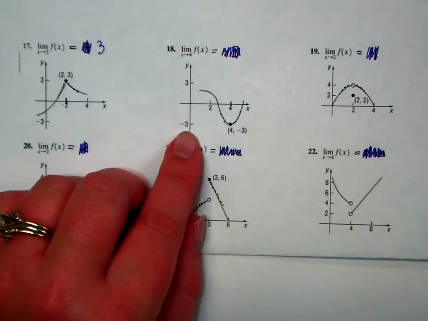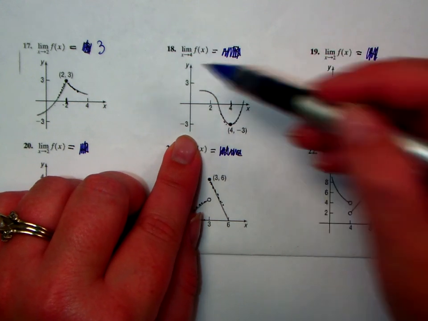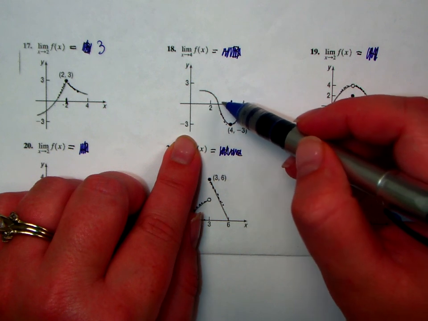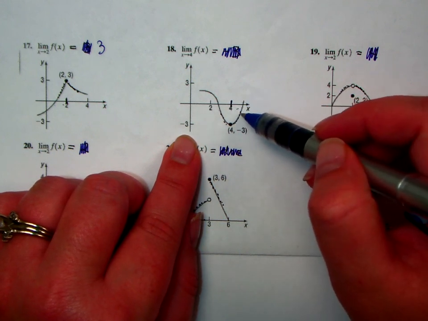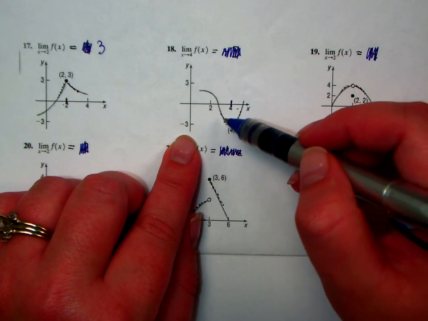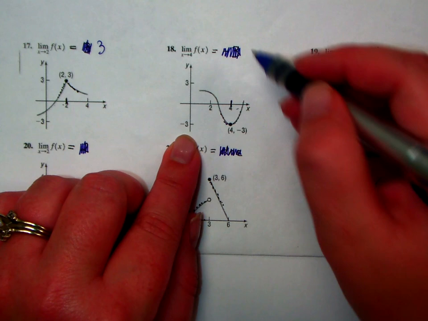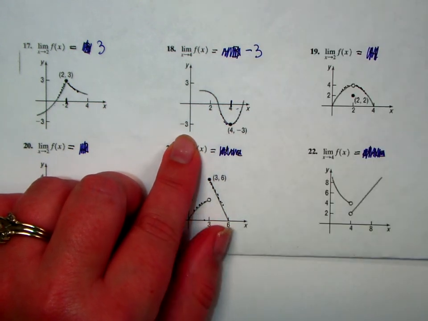Right, number 18. We're doing the limit as x approaches 4. So we're going to look on the x-axis at 4, and then we're going to pick values greater than 4 and less than 4 and see what the function is doing. Right, so greater than 4, we're going to be decreasing till we get to -3. Less than 4, we're also going to be decreasing until we get to a function value of -3. So because both sides, on the left and the right, they're approaching the same number, the limit value is the function value, right? The y value, -3.